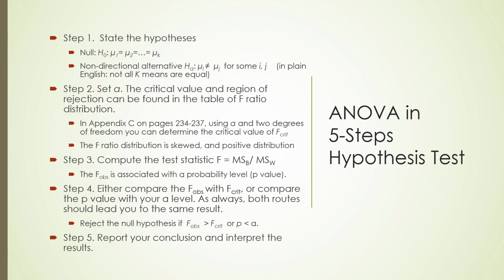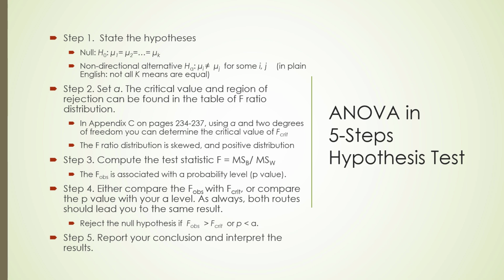Keep in mind that as long as there is one pair of means that differs significantly, we reject the null hypothesis. Step 2 is to choose the level of significance. Usually, alpha equals 0.05 is used unless there are specific reasons to choose a different value. Step 3 is to calculate the test statistic. In ANOVA, the test statistic is the F ratio, not a t-test.